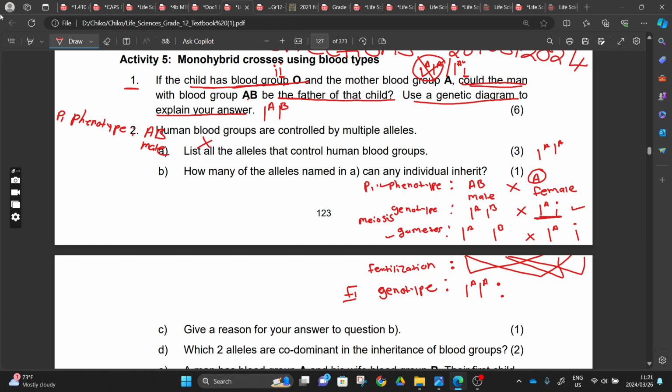Then another one, this and this, then this and this, it will be A and small letter i, and then B and small letter i, it will be AB, and then B, and the last one it will be B and i.